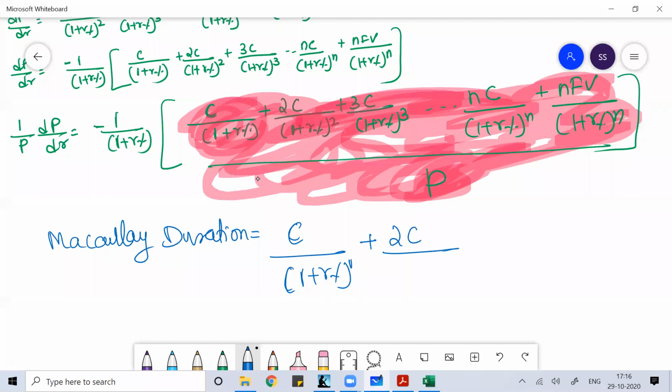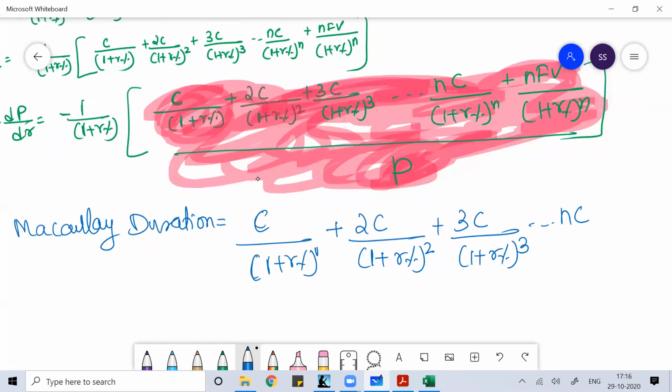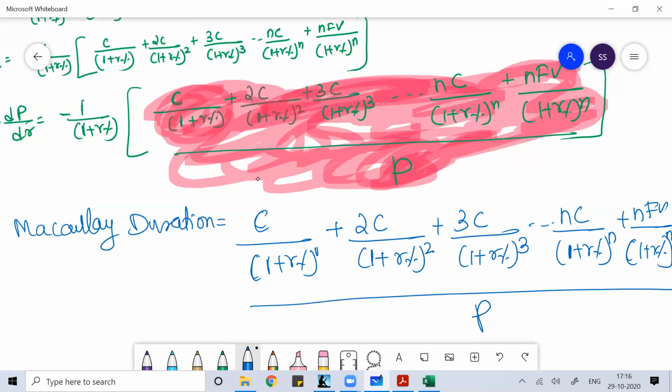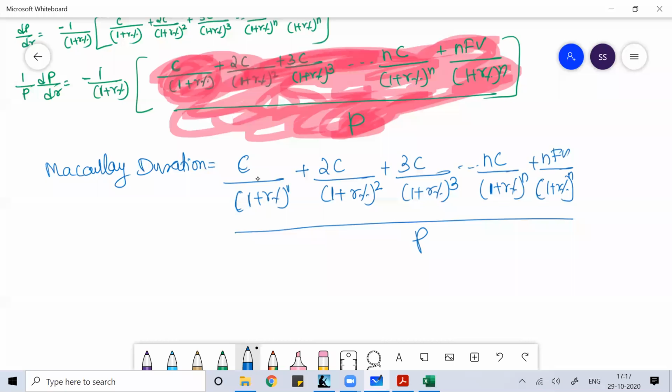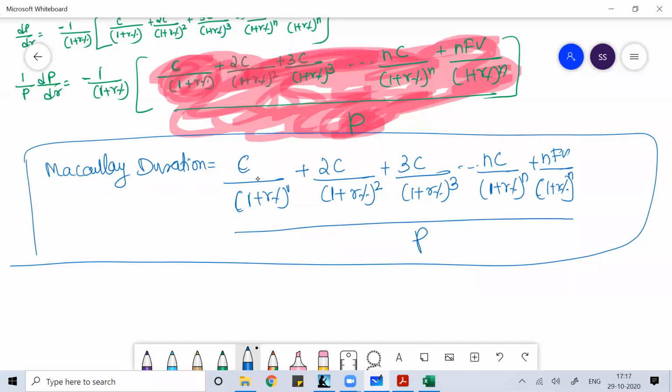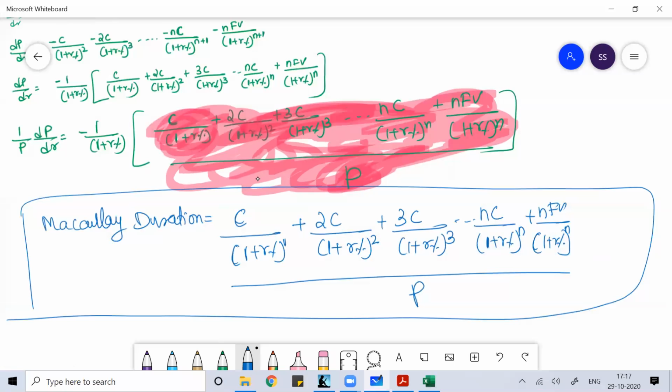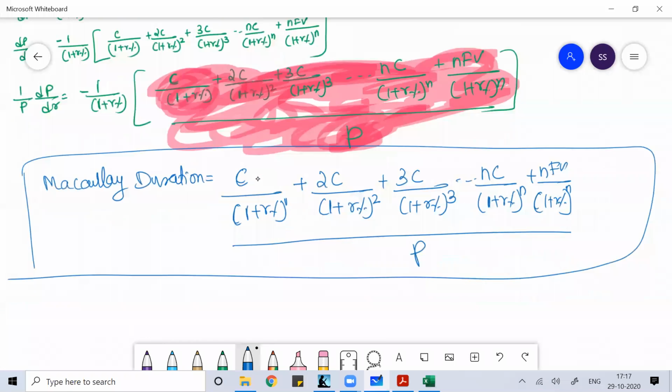till nc divided by (1 plus r percent) to the power n, plus n of the face value divided by (1 plus r percent) to the power n, divided by P. This is called Macaulay duration. Remember that term. Altogether, this term that you get, we call Macaulay duration.